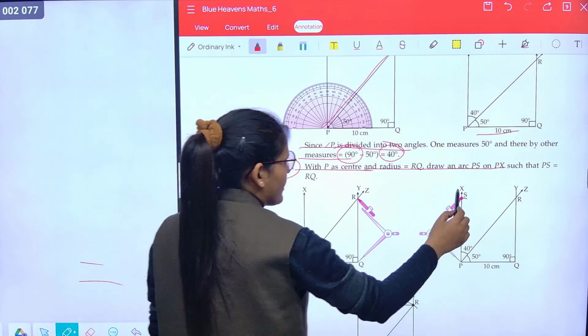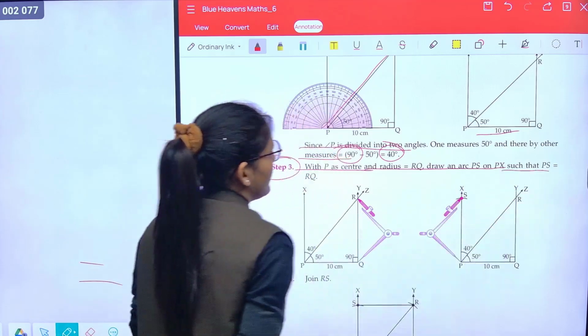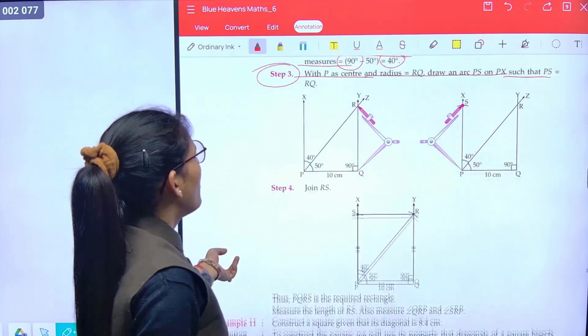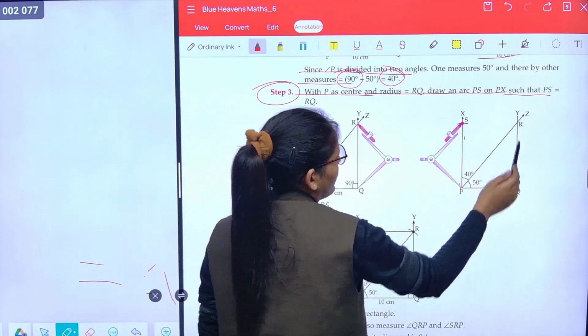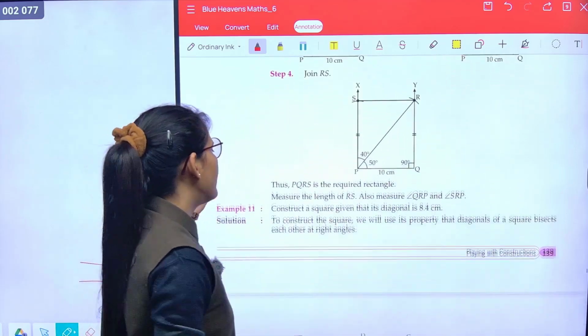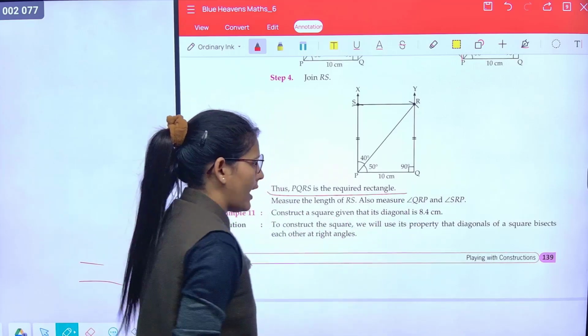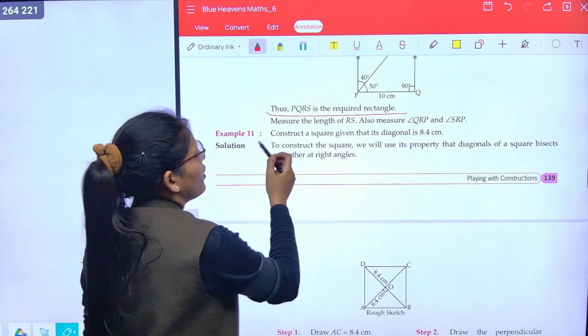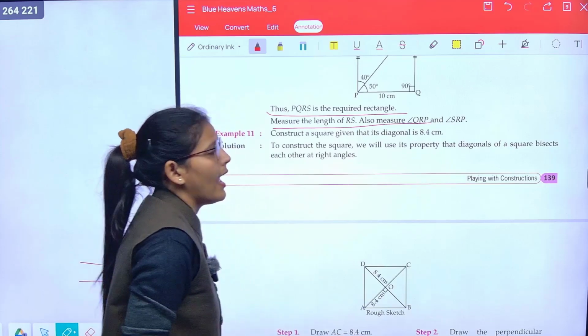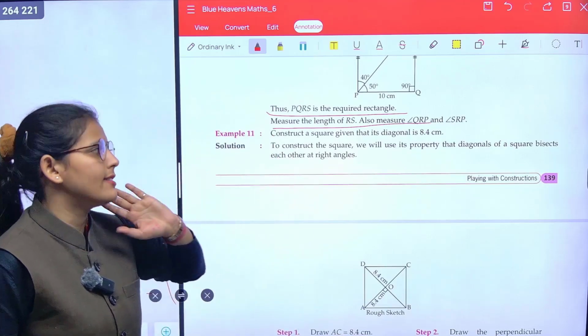Now class, PS is equal to RQ. Now join RS, thus PQR is the required rectangle. Now measure the length of RS, also measure angle QRP and angle SRP.